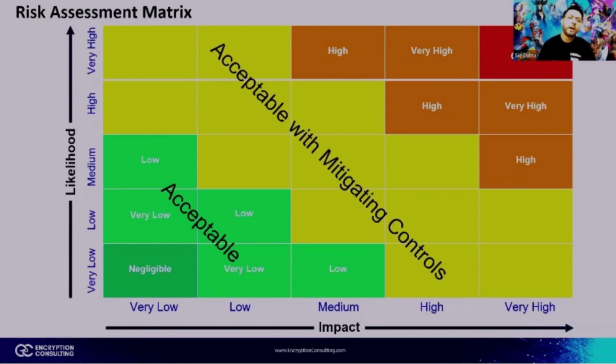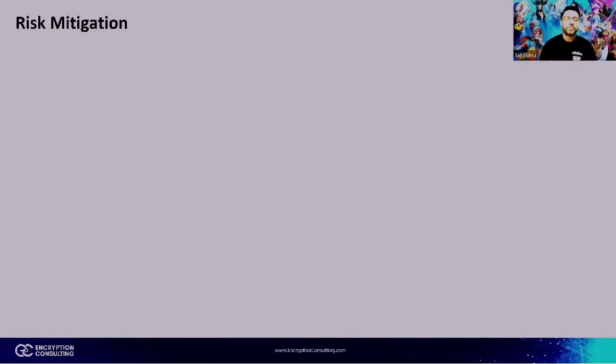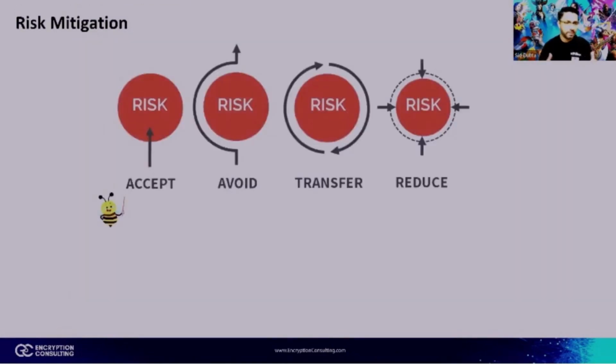And when you get into the higher levels of risk, like this, you're in a medium risk level. In those areas, it can be acceptable with some mitigating controls that need to be put in place. So when you get to the unacceptable risk areas, then obviously you've got to do something about it, right? So we are going to get into the risk mitigation strategies. When it comes to risk mitigation, we have 4 areas of risk mitigation. You can accept the risk, you can avoid the risk, you can transfer the risk, or reduce it.